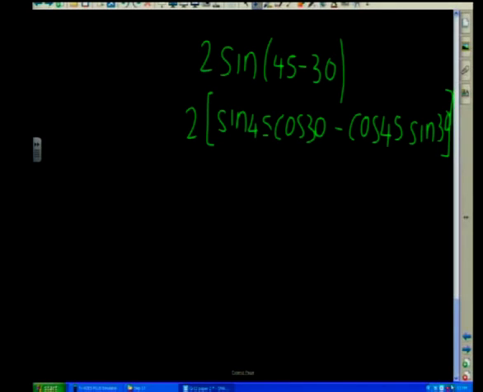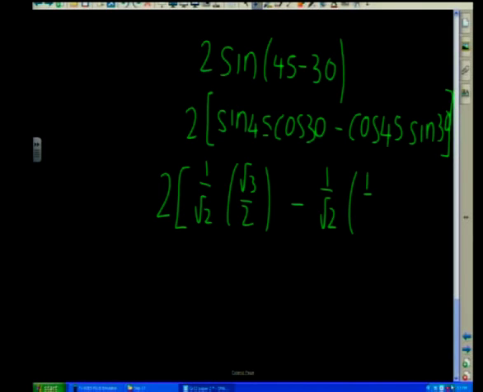Those are special angles. You can work them out on your calculator. Okay, so if you do, you're going to get sine of 45 is 1 over root 2, or you guys will get root 2 over 2. It's exactly the same thing. Cos of 30 is root 3 over 2. Cos of 45, again, 1 over root 2 or root 2 over 2. It's the same thing. And then sine of 30, which is a half. Okay, I'm going to multiply the 2 into the denominator. So multiply each term by the 2.